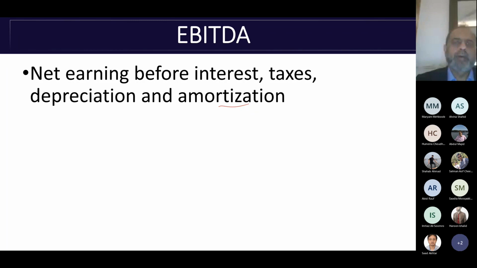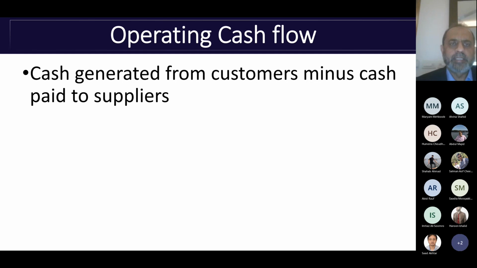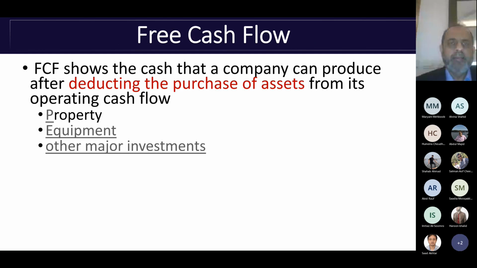So for net earnings, people have this EBITDA, where without doing the depreciation and the amortization, they have some number which tells how good a company is at running its operations. So it's a short-term operational efficiency, because in the long term, the depreciation and amortization have their role to play. Operating cash is cash generated from customers minus cash paid to the suppliers. And then the most important is the free cash flow.